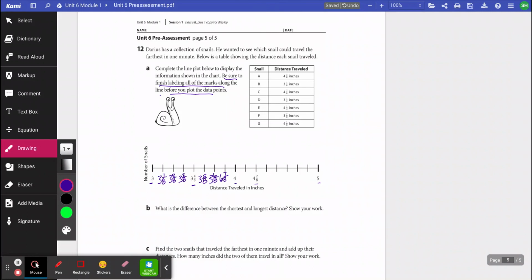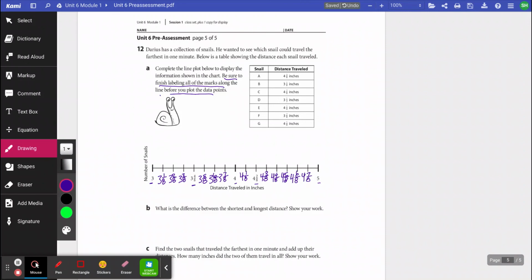I'm sorry, that was supposed to be a 3. 4 is the same as 3 and 8/8. But now we're going on to 4. We have 4 and 1/8, 4 and 3/8, 4 and 4/8, 4 and 5/8, 4 and 6/8, 4 and 7/8. Now I have them all labeled.